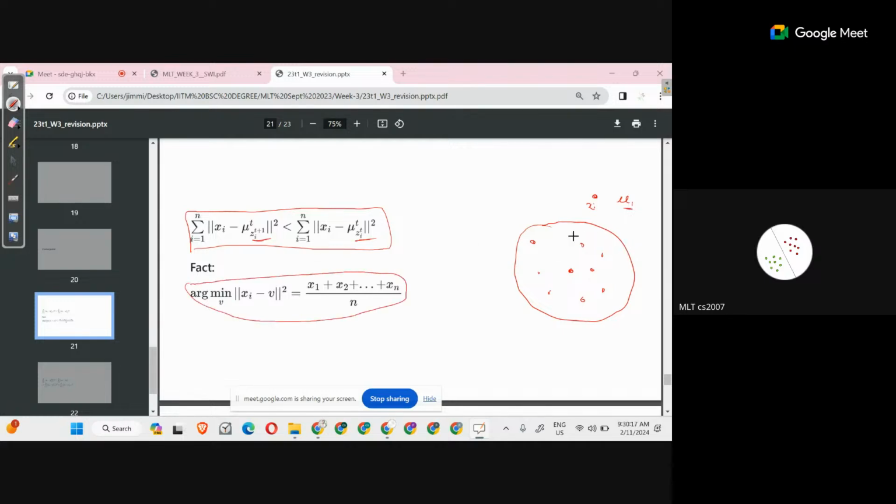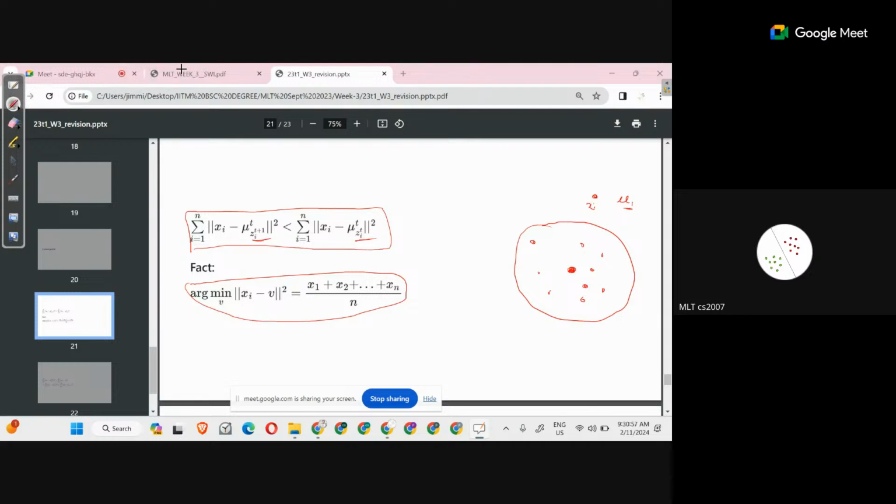So in any cluster, the point from where the sum of the distance of all the data points is minimum, okay, let me rephrase it. The centroid is the point from where the sum of the distance of all points will be minimum. This is what this statement says. If we take any point other than the centroid, then the sum of distance won't be the same; it will be greater than the older one.